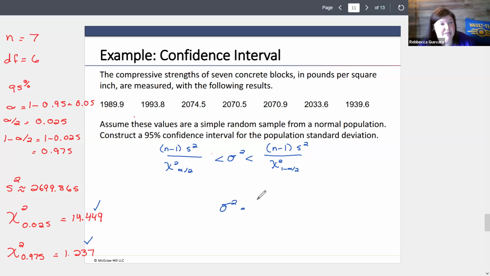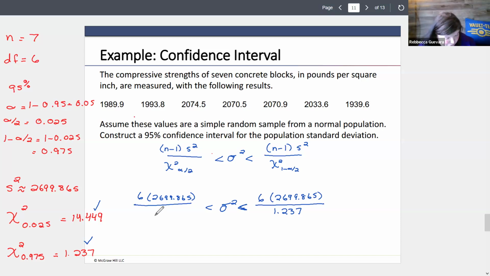So that is going to be n minus 1, so that will be 6 times my s squared, which is 2,699.865, divided by, like I said, the smaller one goes here, so the 1.237. And then on this side, n minus 1, so that's going to be 6 again, times 2,699.865. All that's going to be divided by your chi-square on that side, which is going to be the bigger one, so the 14.449.